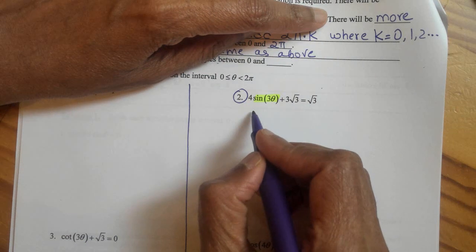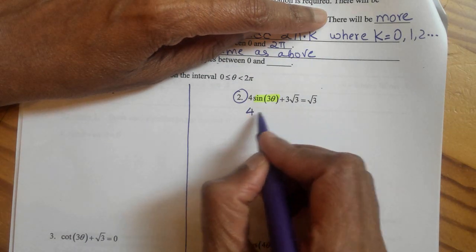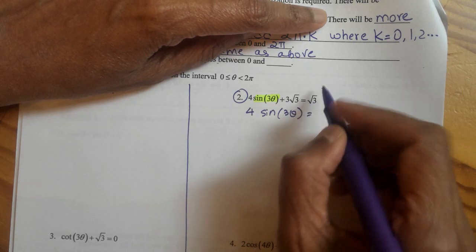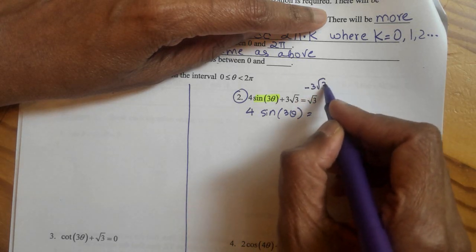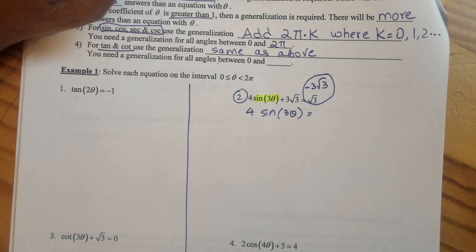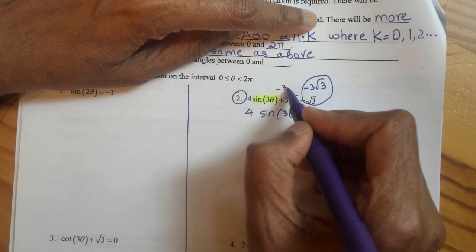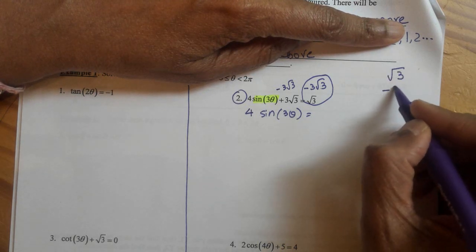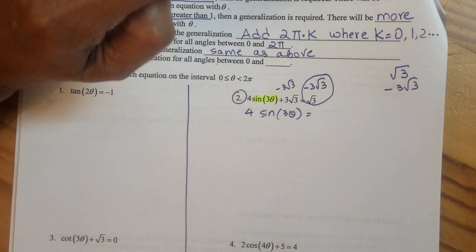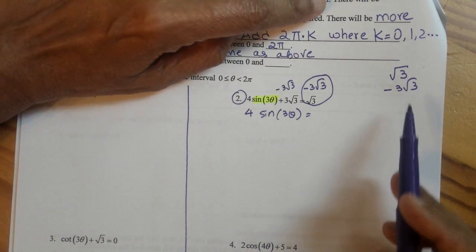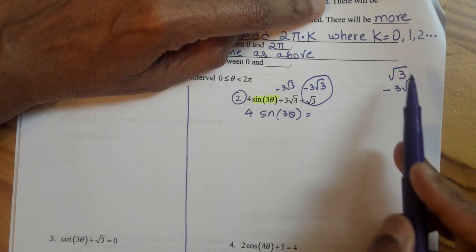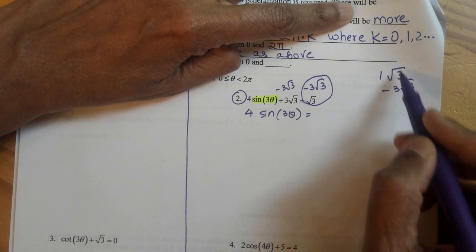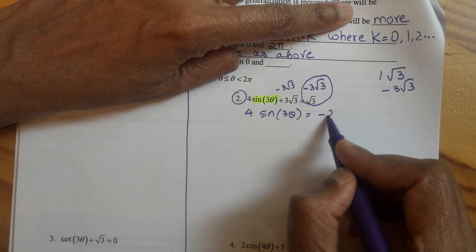So you subtract. So 4 sine 3 theta equals square root of 3 minus 3 square root of 3. When you subtract, you do that to both sides. Can I subtract square root of 3 minus 3 square root of 3? Yes, you can. You know why? Because they have the same radical. Remember, you can always subtract radicals as long as it's the same radical. So it's like saying 1 minus 3 of square root of 3. So this one is actually negative 2 square root of 3.